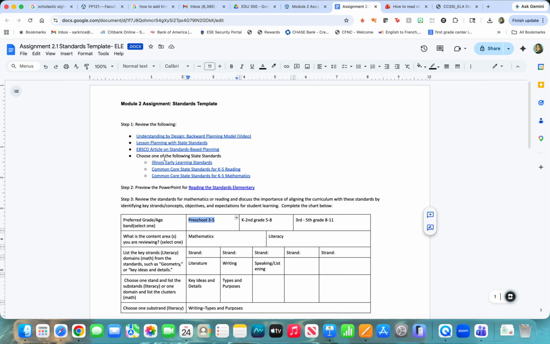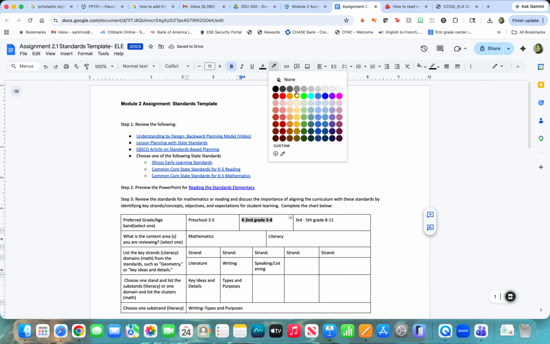So make sure you read these articles and then review the standards that you want to do. If you choose Illinois Early Learning Standards, you're going to do preschool 3 to 5. K to second, ages 5 to 8, or third to fifth, you're going to do Common Core. So let's say I choose K to second. I'm going to highlight K. This is what I'm going to choose.